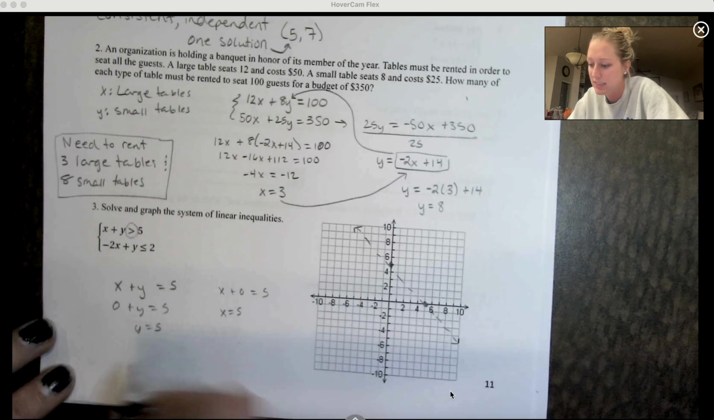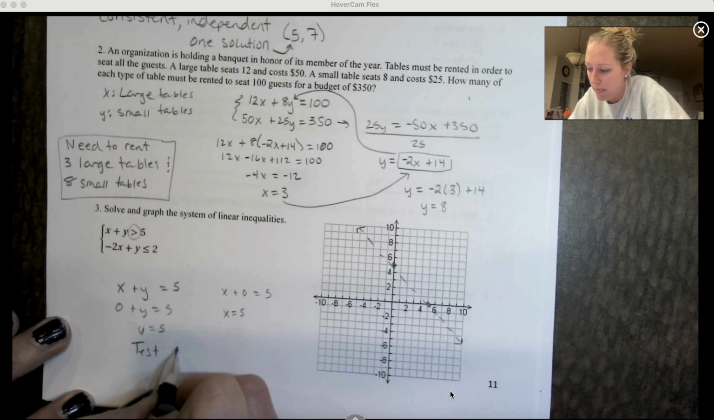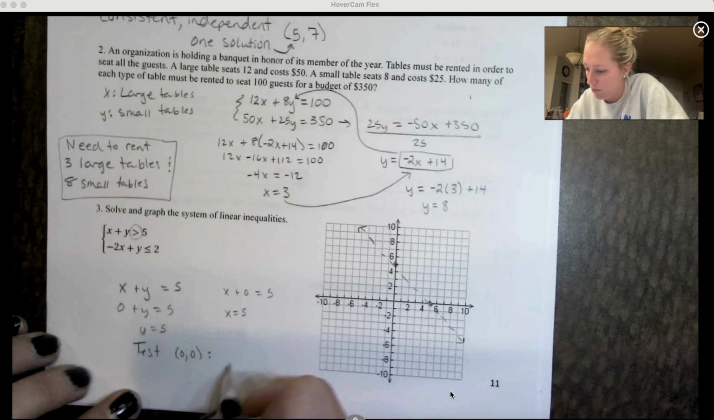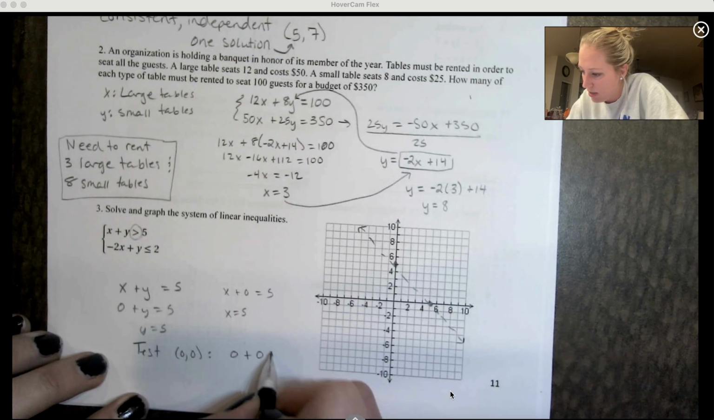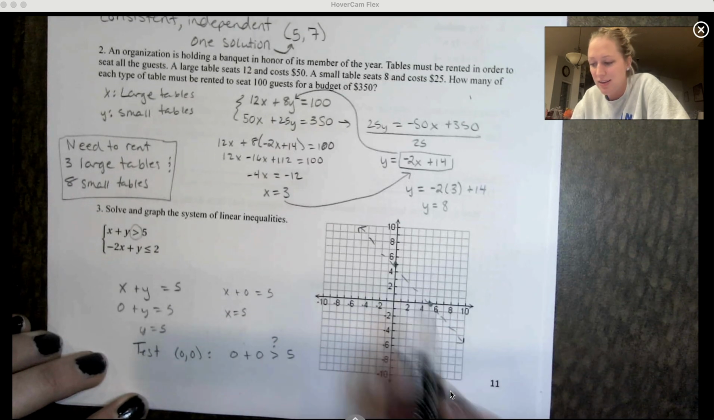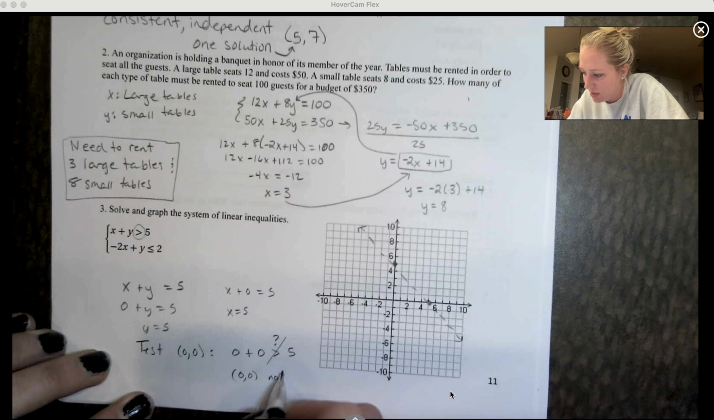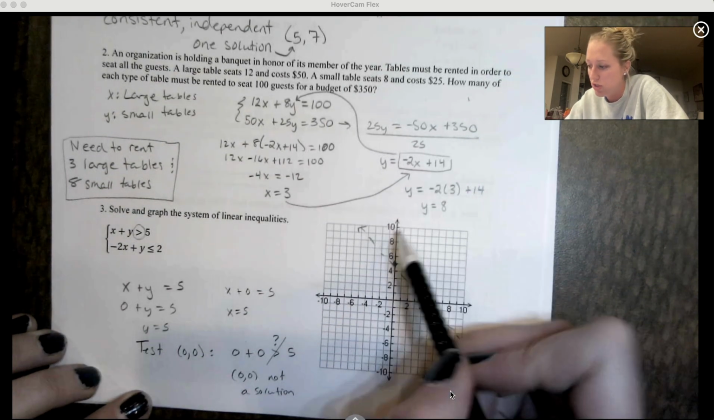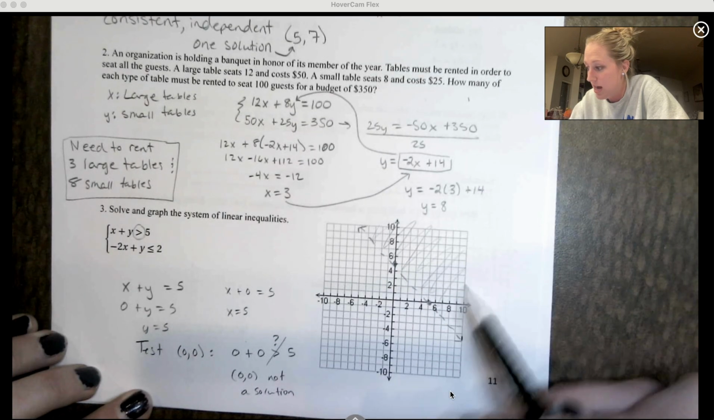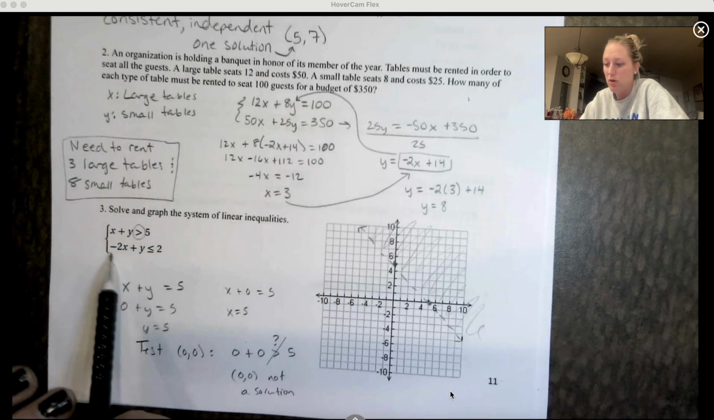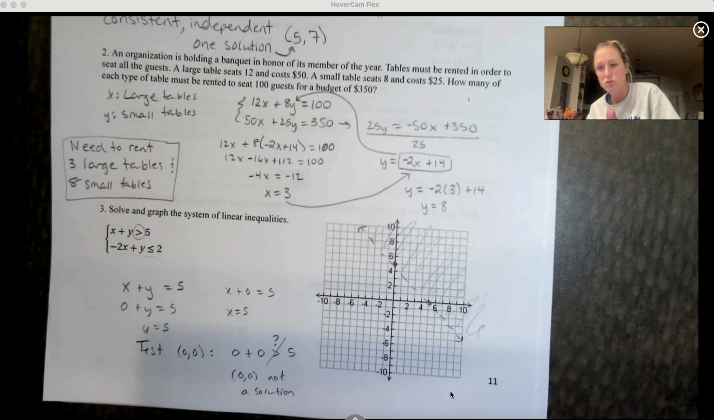Okay, so now I need to know which side to shade. So I'm going to test 0, 0. So I'm going to plug in 0 for x and 0 for y. So 0 plus 0 greater than 5. That is not greater than 5. So 0, 0, not a solution. So what that means, if 0, 0 is not a solution, I'm going to shade the side that does not include 0, 0. Okay, so this is a system, so I'm now going to graph the second one, and my solutions are actually going to be where the overlap of the shading happens.